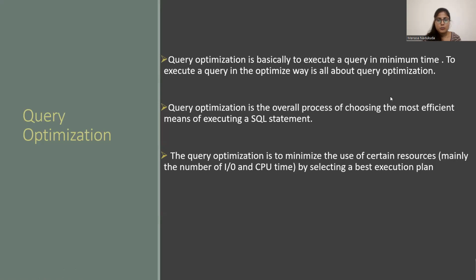So what is query optimization? To execute a query in an optimized way is query optimization. It is basically executing a query in minimum time. We can also say it is the overall process of choosing the most effective means of executing a SQL statement. That means we minimize the use of certain resources like input output time and CPU time by selecting the best execution plan. So this is query optimization.